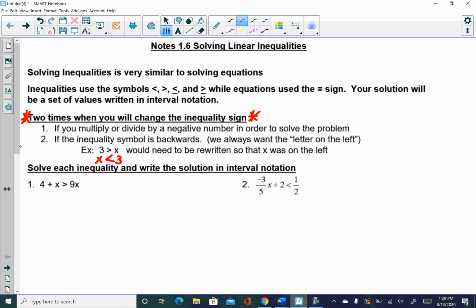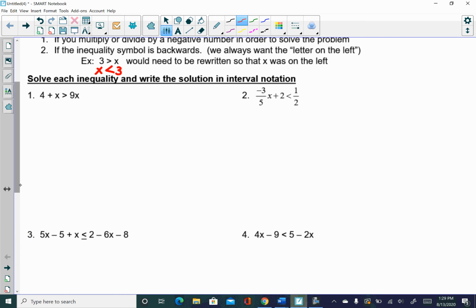All right, so let's come down and I think I'm going to do 1, 2, and 5 with you, okay? I'm going to let you pause the video and try 3 and 4 on your own and check yourself with the posted solution key. All right, so looking here in number 1, they want us to solve the inequality and write our solution in interval notation.